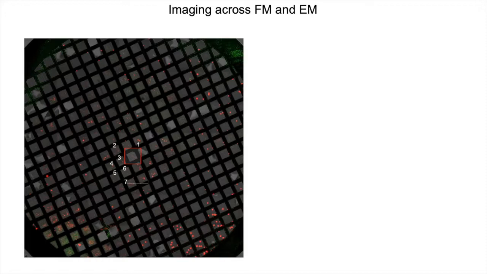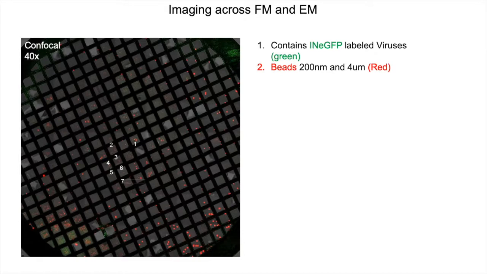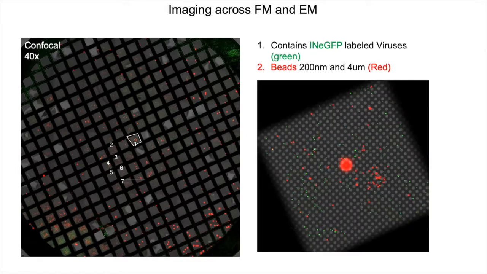Okay, the way you acquire the whole grid image is just take the tiles of this image, and then you get the whole grid image under 40x objective, right? And then you can take a high-res image of a particular region of interest, in this case, this area. You see all these green dots, these are all viral complexes, and then you have these red beads, which are 200 nanometer beads, and the big bead that you see here is a 4 micron bead, okay? So this allows for image correlation.